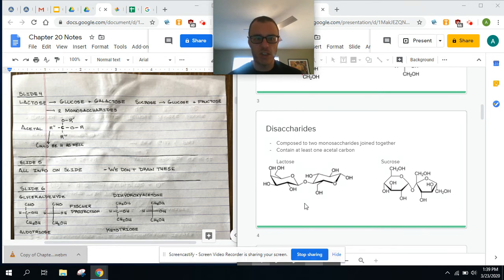disaccharides, it's just 2 saccharides connected, all right? So if we look at this information here, 2 monosaccharides join, and contain at least 1 acetal carbon. And if you remember what an acetal carbon is, it's right there, right where my mouse is pointing. That is your acetal carbon, because you have a single bond to an oxygen and another single bond to an oxygen. Okay, so that's what we have going on here.